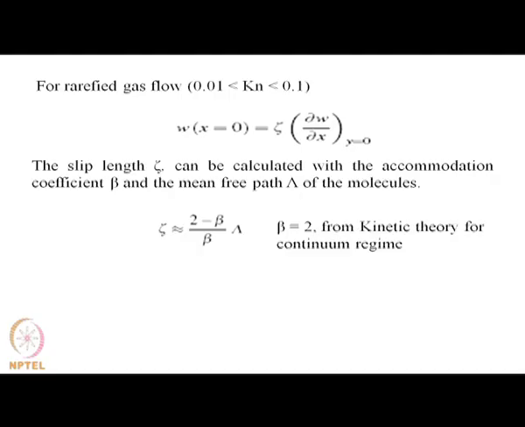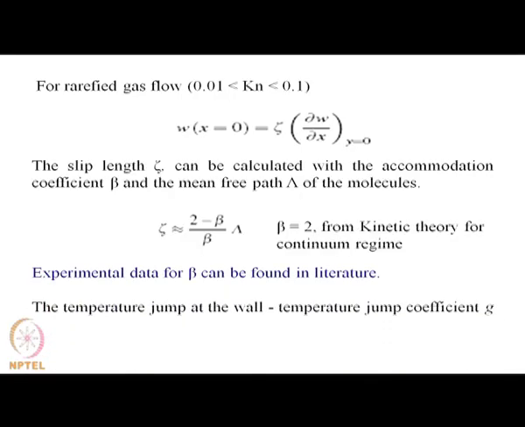But the value of beta will not be equal to 2 for most of the other cases, and obviously as the mean free path increases, the value of the slip length will also increase, and the mean free path will increase for a system which is rarefied. So a rarefied system will have finite slip, and the slip length will increase with increase in mean free path.